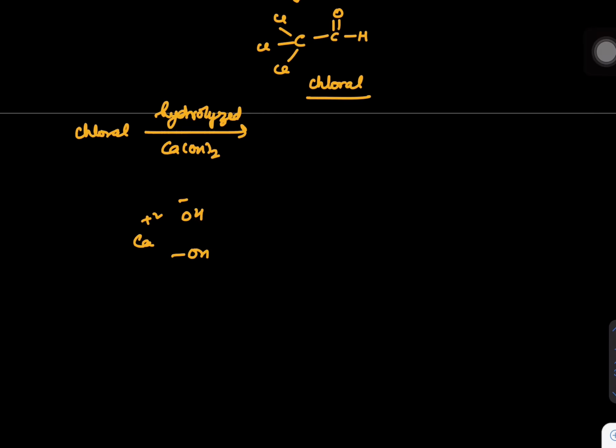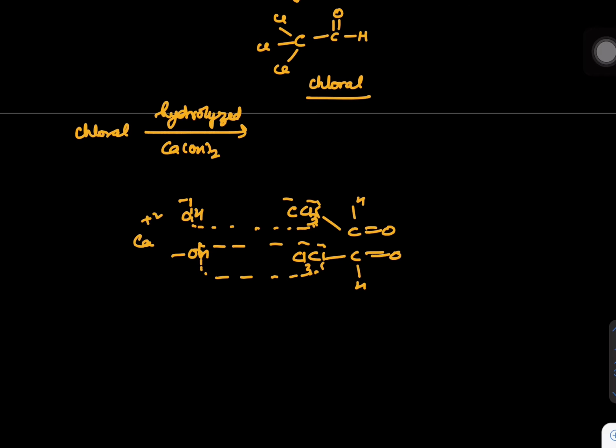You can say this way, but because it's an ionic interaction, we have CCl3. So let's write CCl3, and then we have CHO, and then CHO and CCl3, like that. So what you can do is, once your hydrolysis is done, this will form CHCl3, this part, and the remaining portion goes out.